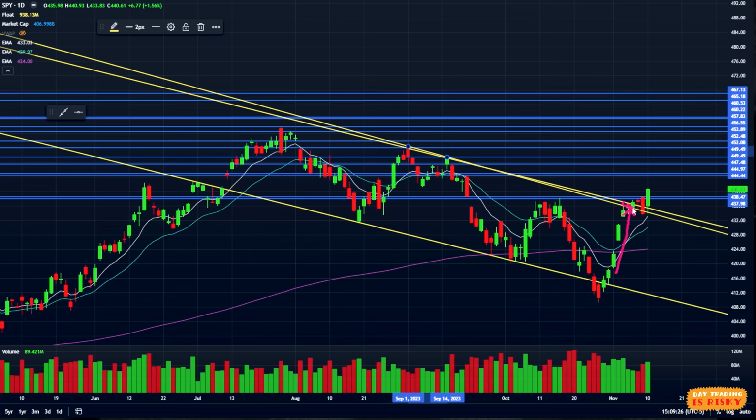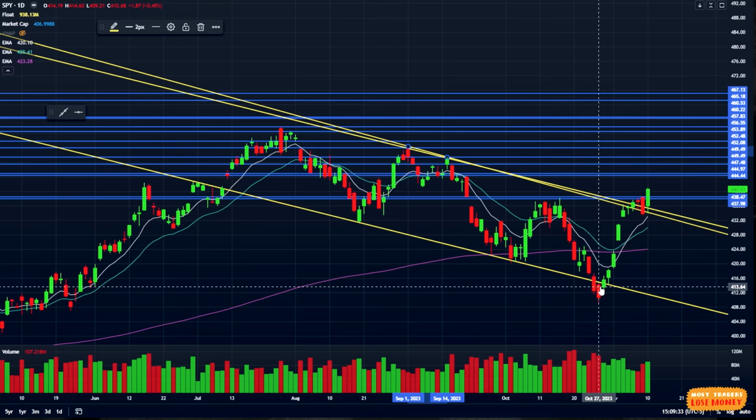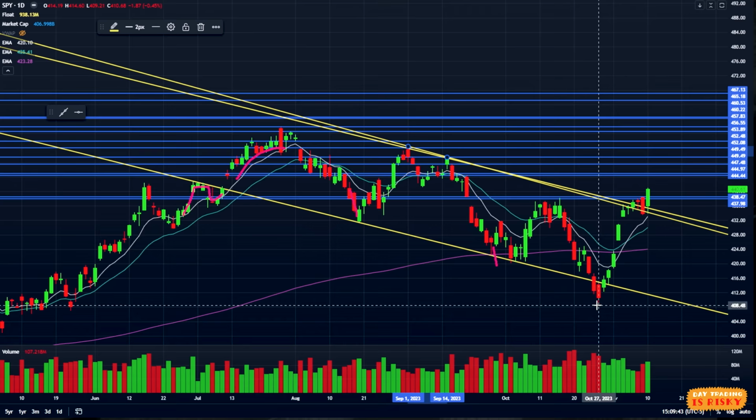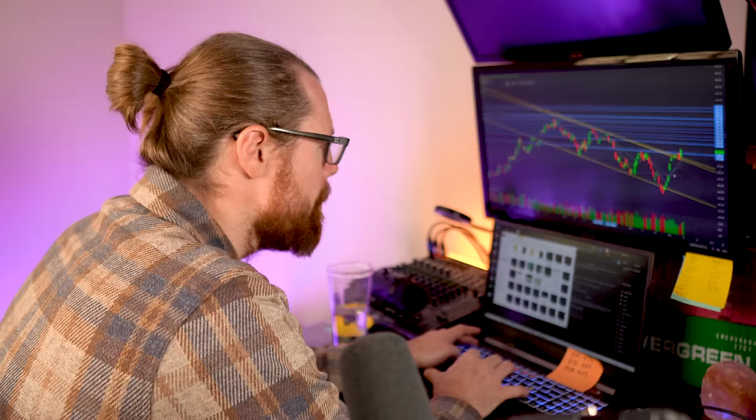Something that's really important to know, and you can see it back here as well: there's resistance underneath this level right here, then it broke above it, and then it's support. Support was below it for a second and then got back above it. Let me show you an example right here.